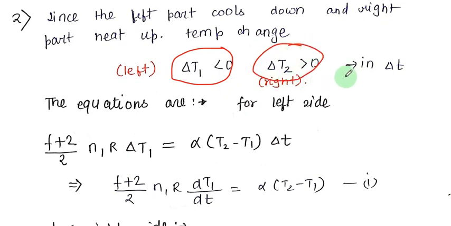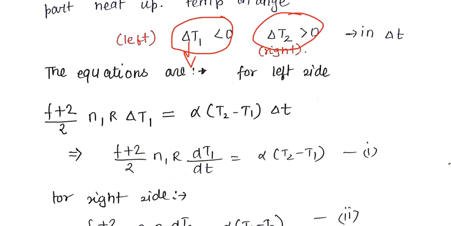So earlier it was 2 T naught, and then it changed into 4 by 3 T naught. The other was T naught and changed into 4 by 3 T naught. So for one the temperature will decrease, and for the other the temperature will increase.